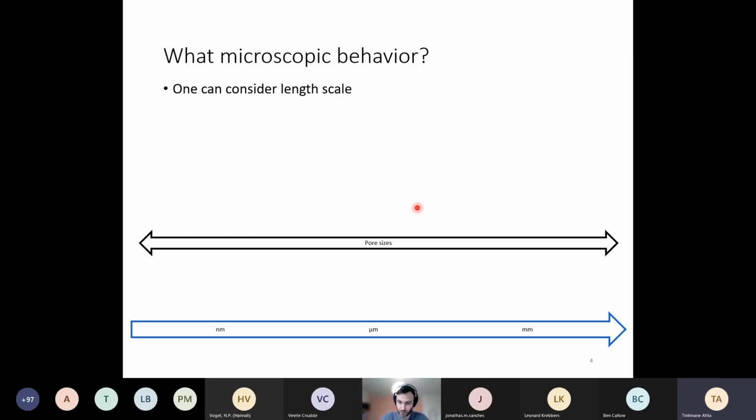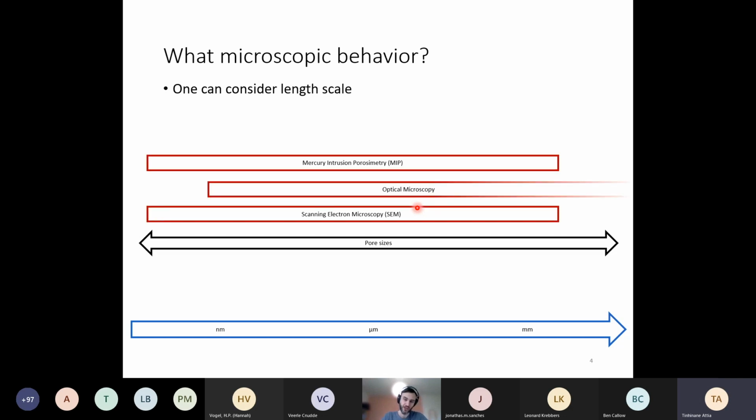You have pores of millimeters or even centimeters in size sometimes, and in the same material you can have pores that are smaller than that, that are in the nanometer range. So that's a huge range to span. Luckily, we have many modalities that allow us to cover that range. So the situation is not as bad as I'm making it out to be, you might think at this point.